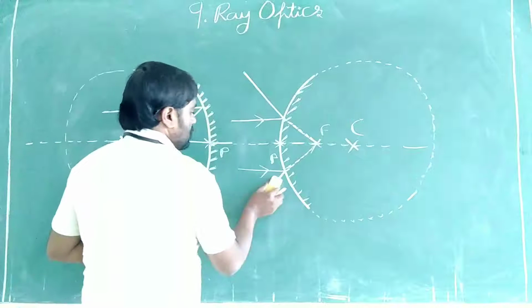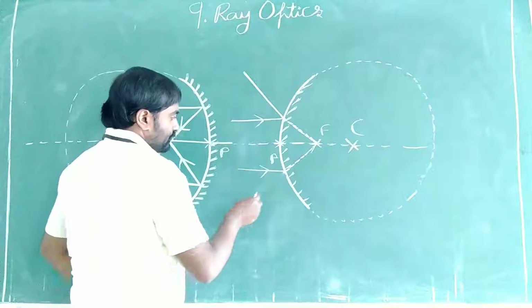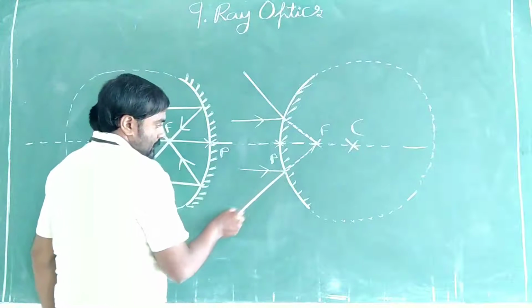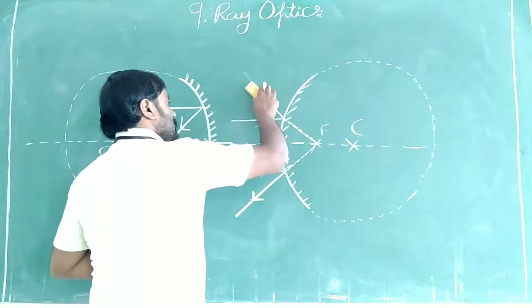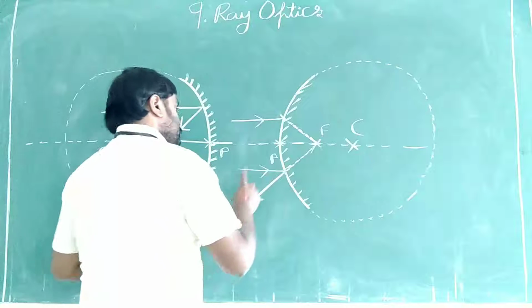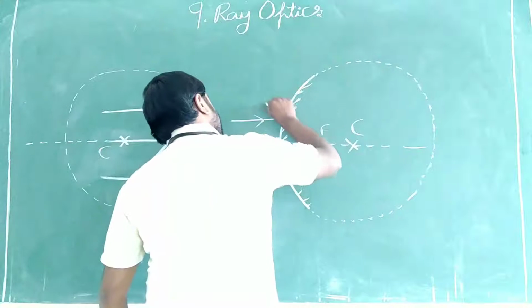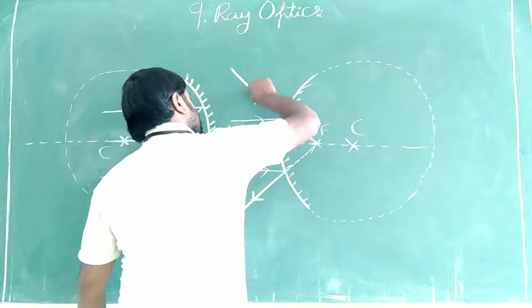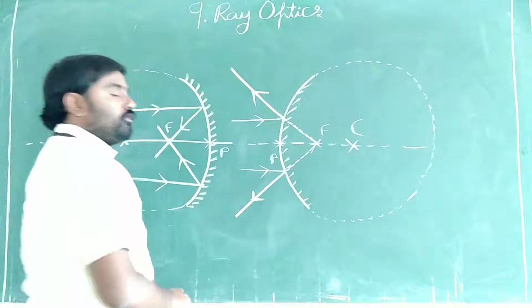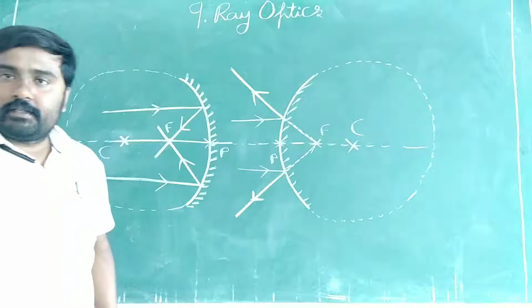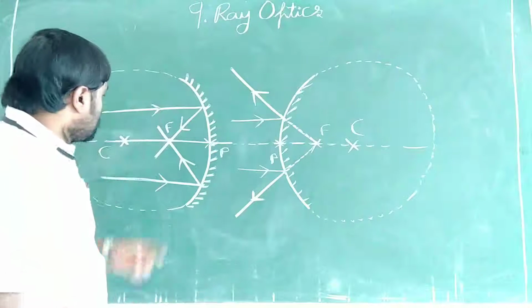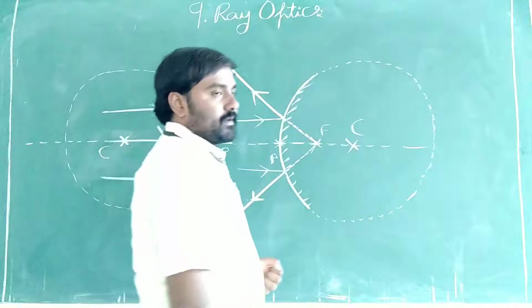So after reflection, the reflected rays appear to diverge from the principal focus. So this is also called the diverging mirror. So the concave mirror is also called the converging mirror.